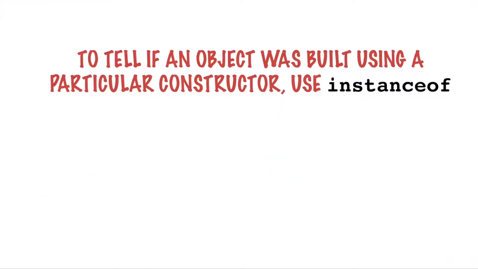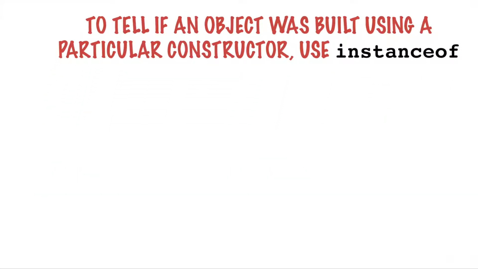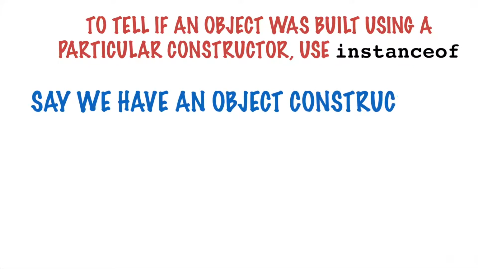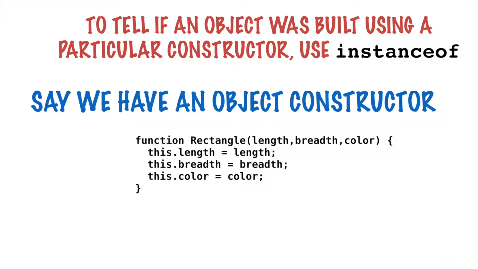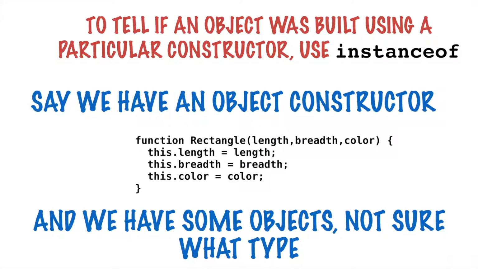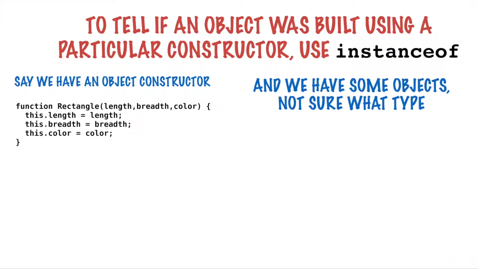Let's see how instanceof works. Let's say that we have an object constructor, and we'll work with one that we are very familiar with, the Rectangle object constructor. Using this Rectangle constructor, let's say we create a number of objects, and let's say we have other objects which we don't really know how they were constructed. We don't know whether they were constructed using the Rectangle constructor or some other constructor. So we have a whole bunch of objects and we are not sure what type of objects they are, whether they were built using the Rectangle constructor or some other constructor or in some other way.